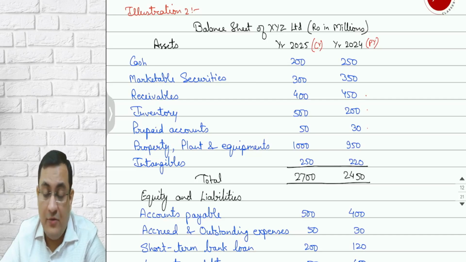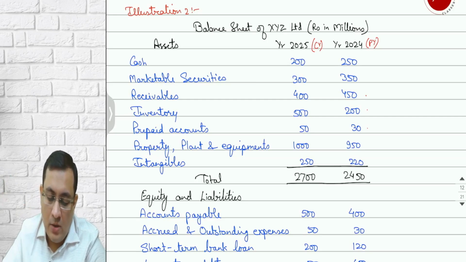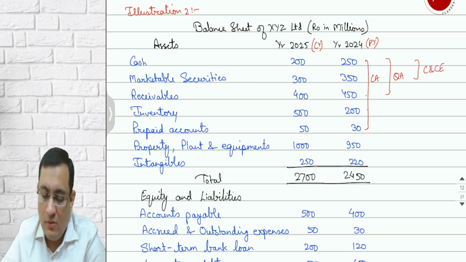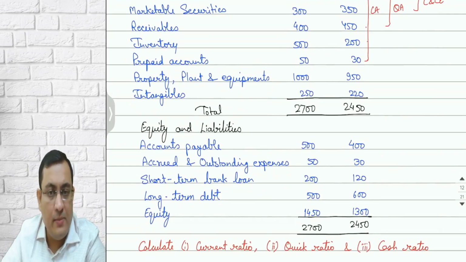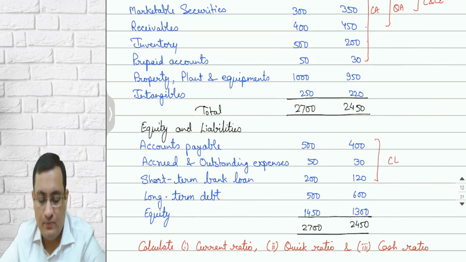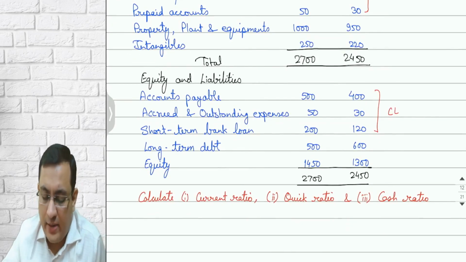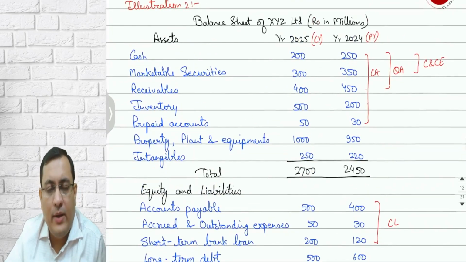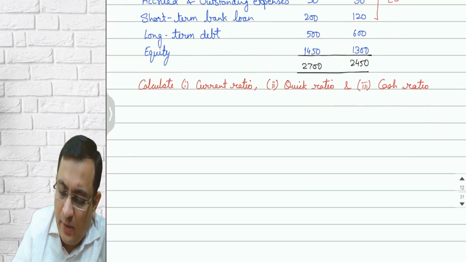Property, plant and equipment, your fixed assets, are not at all current assets. So till here we have current assets. Till here we have quick assets. And this part is your cash and cash equivalents. What are the current liabilities? Accounts payable to be settled in one operating cycle, accrued and outstanding expenses, and your short-term borrowing. All these are your current liabilities. We have to calculate the current ratio, quick ratio, and cash ratio for both years. Let's calculate for both the years 2025 and 2024.